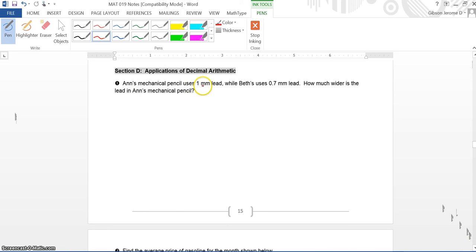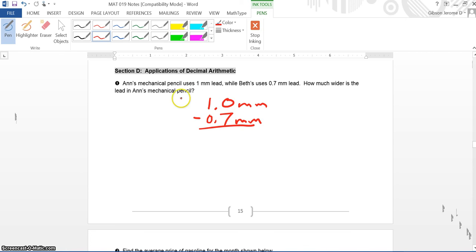Okay, now, we go down here to section D. Ann's mechanical pencil uses 1 millimeter of lead, while Beth's uses 0.7 millimeters of lead. How much wider is the lead in Ann's mechanical pencil? So this is a subtraction problem. We would take 1 minus 0.7. Now we'll bring a decimal here to line up and bring the 0. And they're both measured in millimeters.